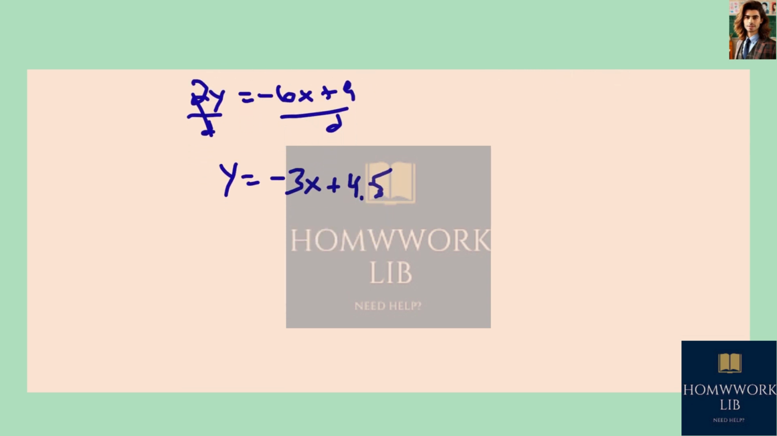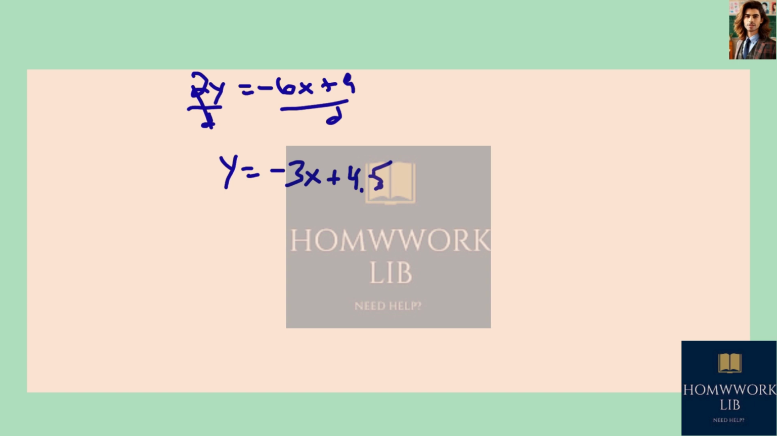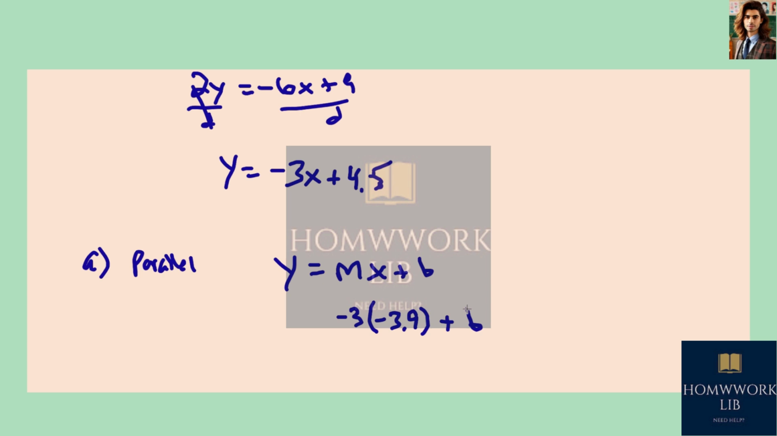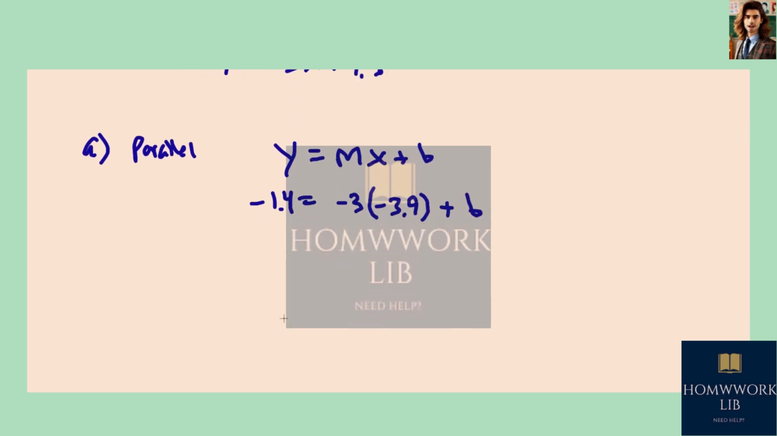Now, to be parallel through that point means you have the same slope, so we will use it. When we're writing the equation, think of mx plus b. We're going to use negative 3 to be parallel. We're going to use the x coordinate, negative 3.9, and the y coordinate, negative 1.4, to solve for the b that we need to use to be parallel.